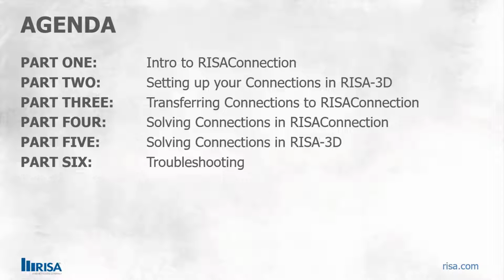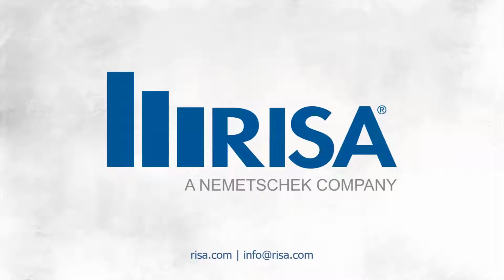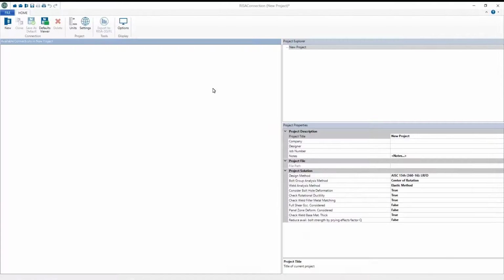So I'm going to go ahead and pull up RISAConnection, just to show you a little bit of what RISAConnection does. Up here is going to be in your toolbar. Anytime I'm talking about toolbars, I'm going to be talking up here in this ribbon. So here in the Home tab, we're going to click a new connection.